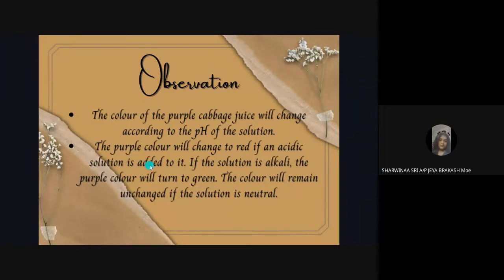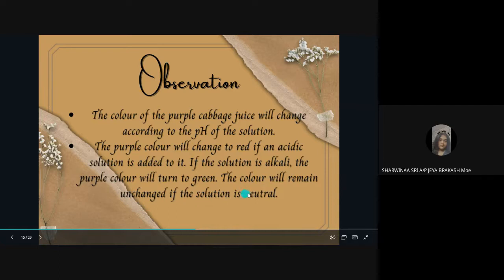Second, the purple color will change to red if an acidic solution is added to it. If the solution is alkali, the purple color will turn to green. The color will remain unchanged if it's neutral.